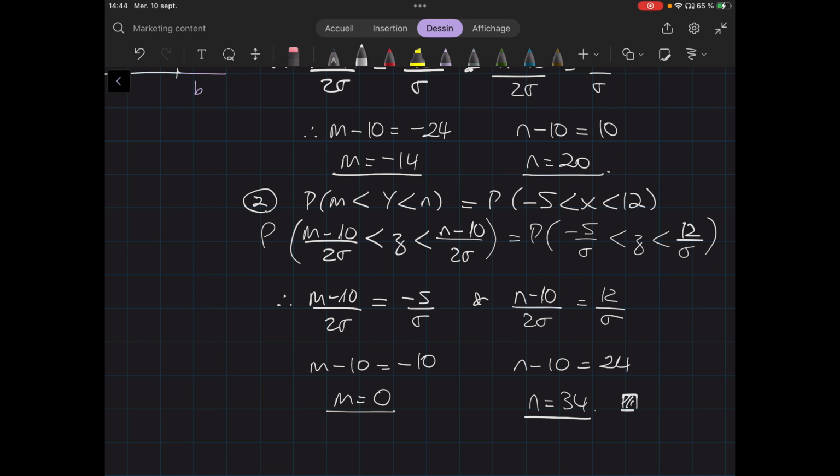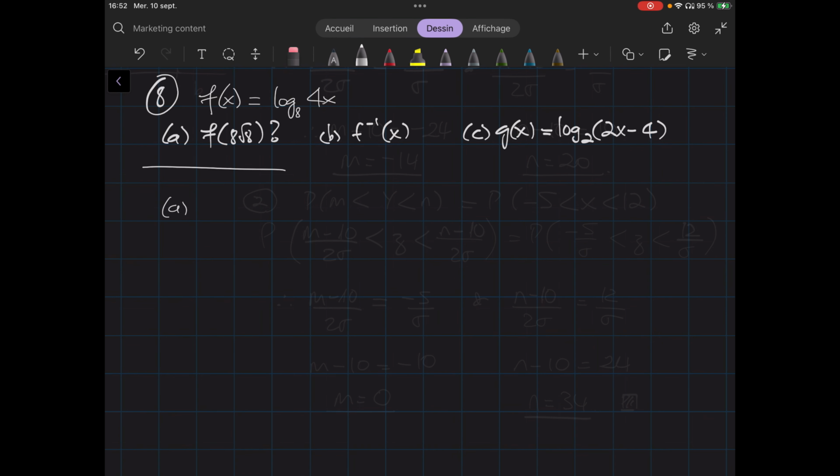This is the end of question 7. Question 8 is on logarithmic function. And in part A, you are asked to evaluate f of 8 root 8. So replace x with 8 root 8 and we shall see where we can go from here. We would like to express the entire argument in base 8.